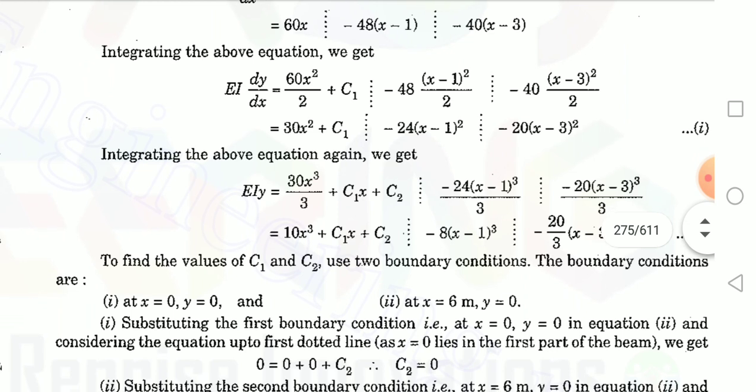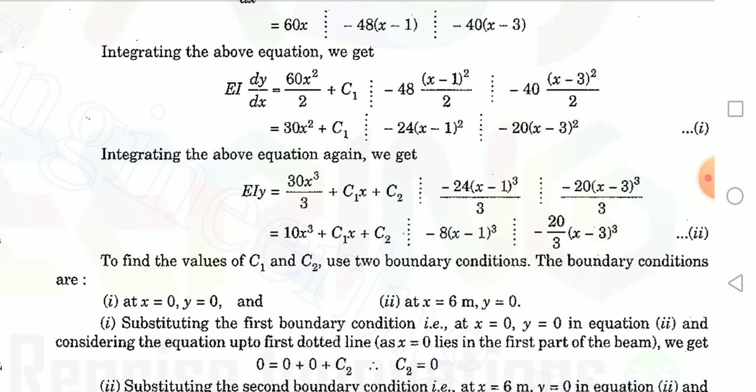So 30 divided by 3 gives 10x cube plus C1x plus C2. This is the first slab. Second slab, 24 by 3 is 8, so minus 8 (x minus 1) cube. Then 20 by 3 is not divisible, so we keep it as it is: minus 20 by 3 (x minus 3) the whole cube. That is the deflection equation, considered as equation 2.